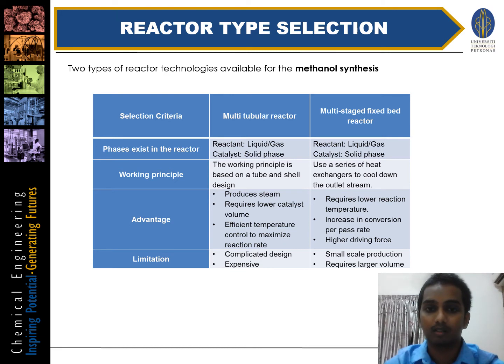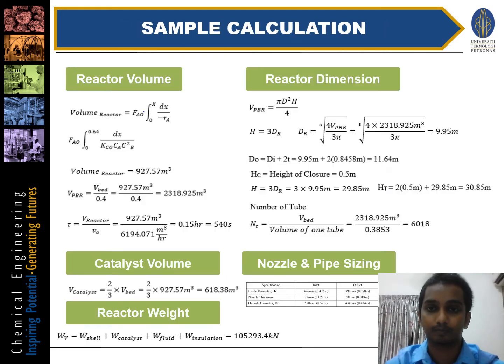In this project, a multi-tubular reactor is chosen as the methanol reactor design because the advantages of this reactor outweigh its limitations. As for the sample calculation, reactor volume, catalyst volume, reactor weight, reactor dimension, nozzle and piping sizing are taken as a sample calculation in this presentation.